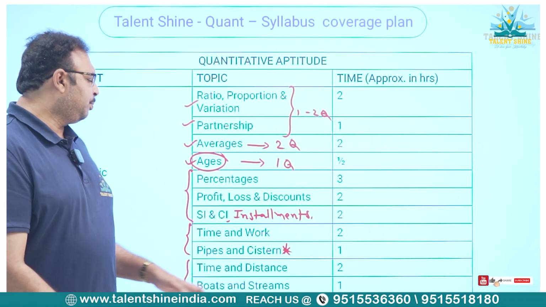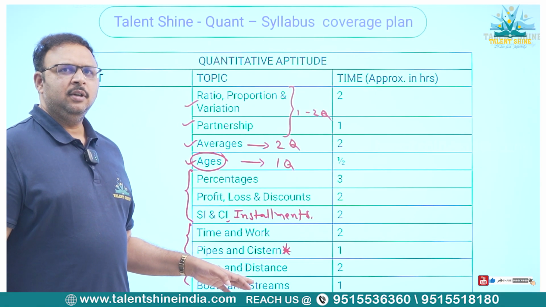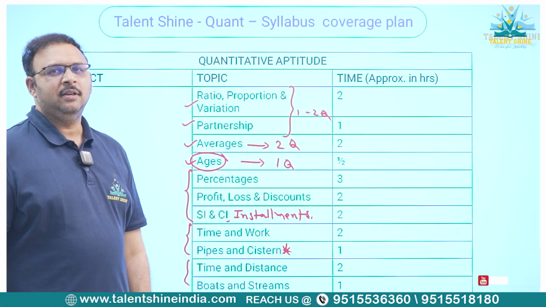In time and distance, mainly you can focus on train problems and the relative speed concept. Next, boats and streams. Mainly you can focus on those areas.